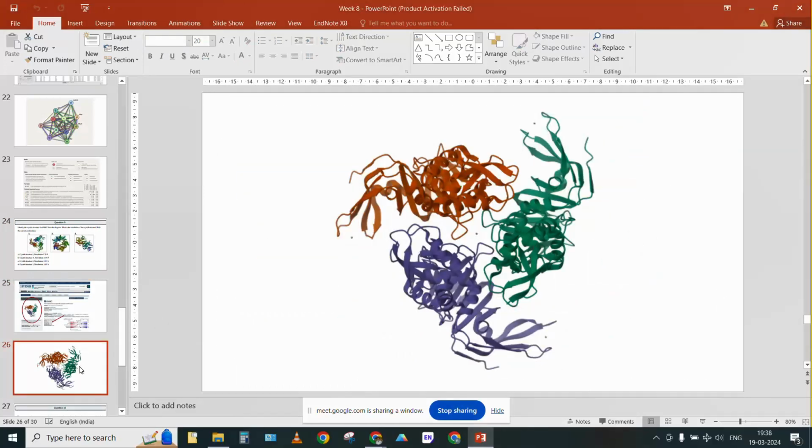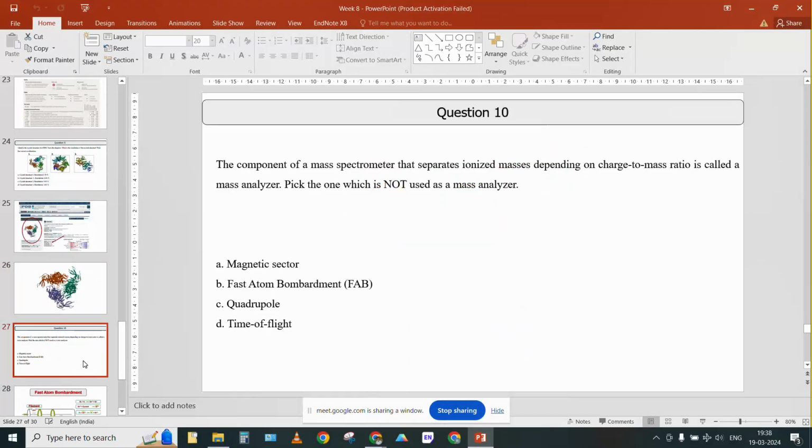Okay, so moving to the last question, question 10. Question 10 states that the component of a mass spectrometer that separates ionized masses depending on charge to mass ratio is called a mass analyzer. Pick the one which is not used as a mass analyzer. The given options here are magnetic sector, fast atom bombardment, quadrupole, and time of flight. I'll explain one by one. First, magnetic sector.